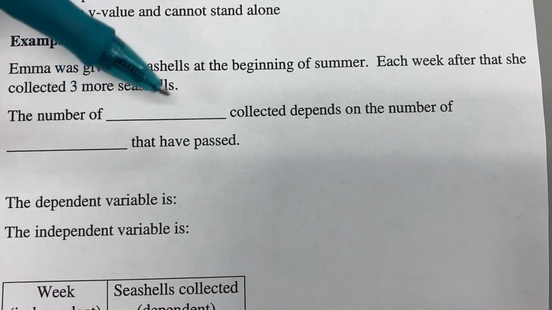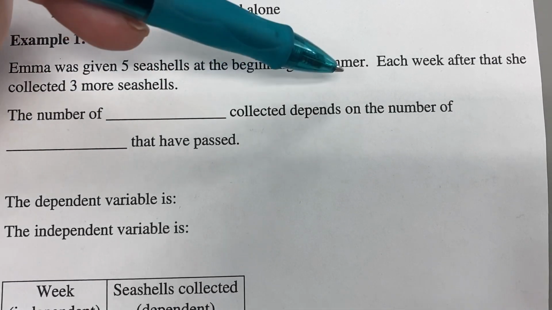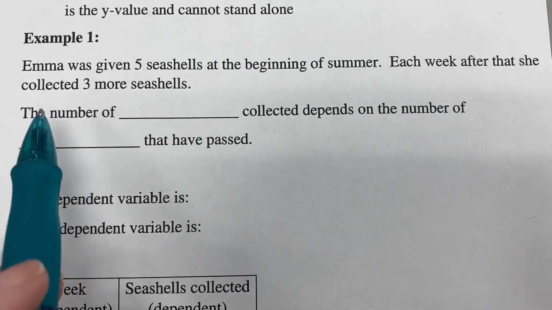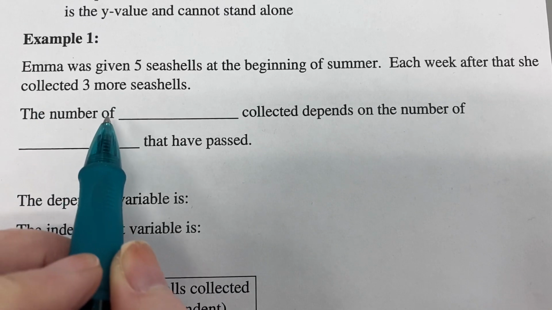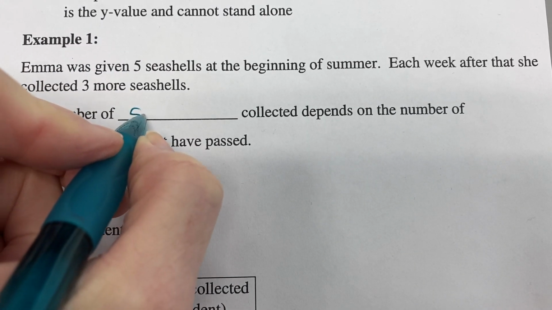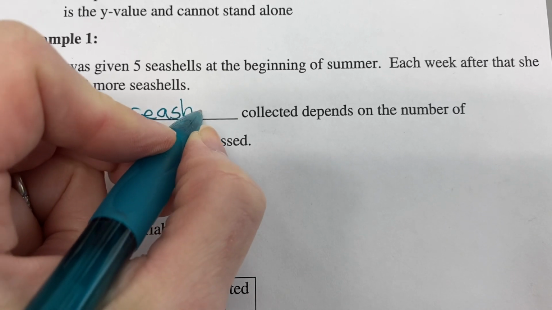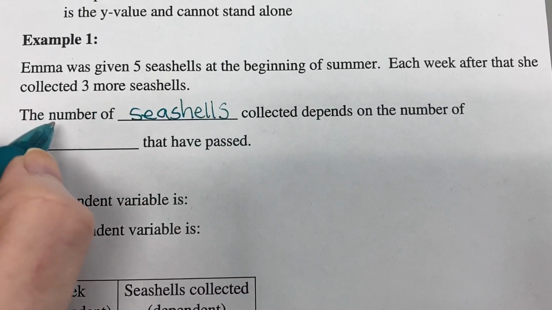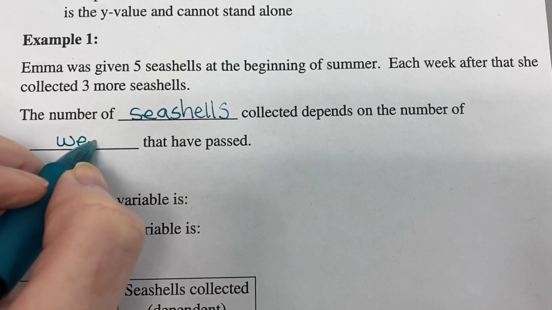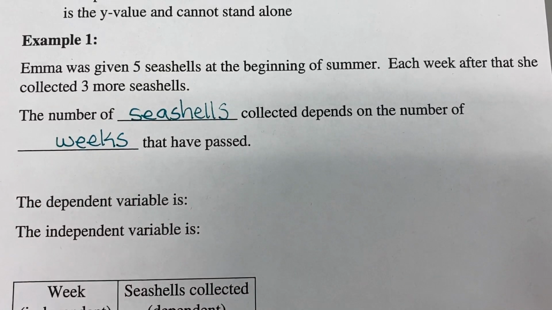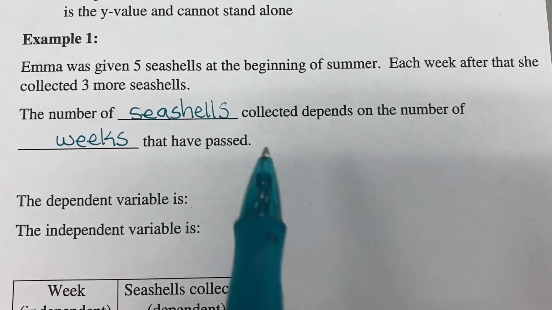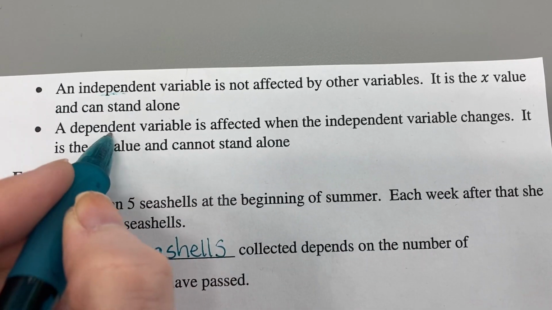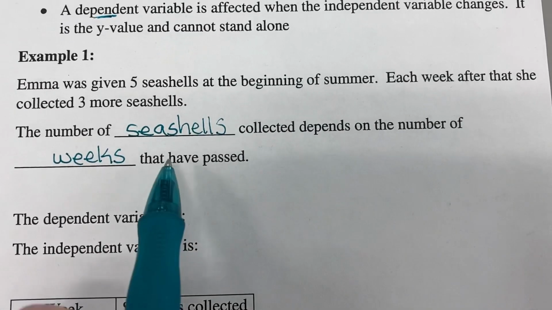The number of blank collected depends on the number of blank that have passed. Can you think of what these would be? Hopefully you're thinking, the number of seashells collected depends on the number of weeks that have passed. So what happens here, right off the bat, we figure out which one's independent and which one's dependent.